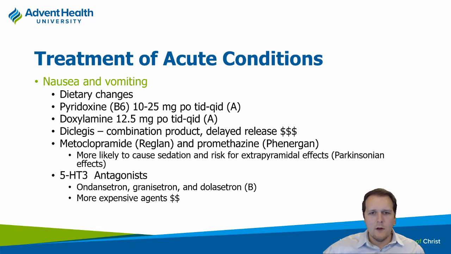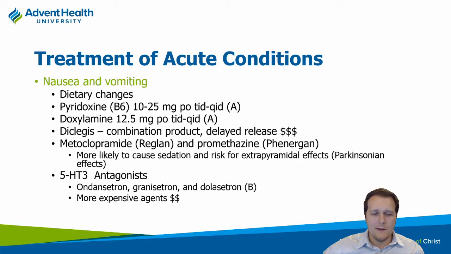And in fact, they have a long-acting preparation they have combined together called Diclegis. However, it is pretty expensive. So if you want to recommend them just getting over-the-counter B6 and doxylamine, that'll work just as well, right? Other things we can use additionally include things like metoclopramide and promethazine. We know these are going to have some risk for things like extrapyramidal side effects based off of their dopamine antagonism, but these are old school, been used forever, pretty safe to use for pregnant patients.